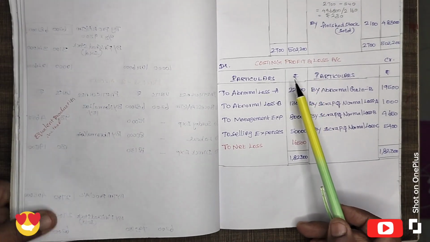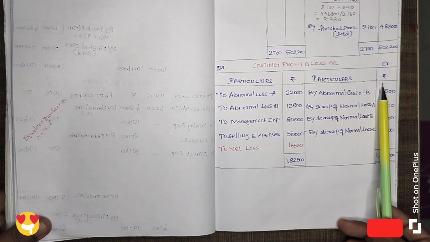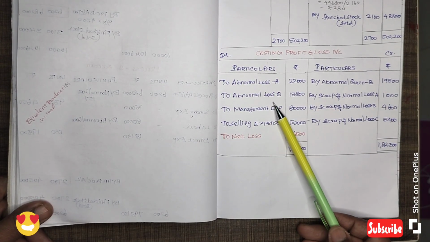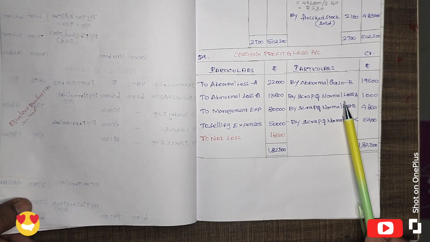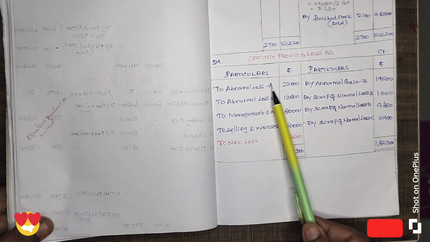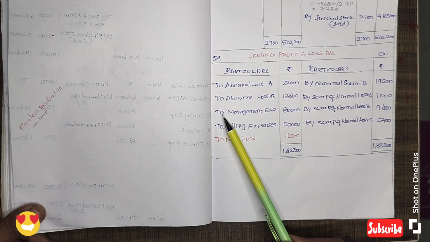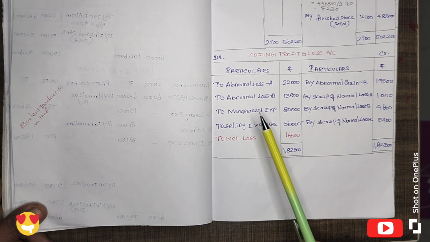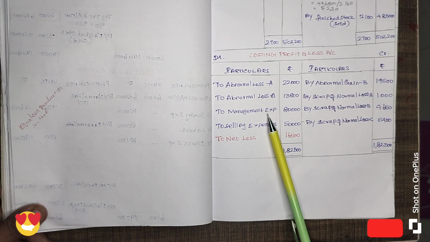Now we are going to prepare the costing profit and loss account. There are two sides, a debtor side and a creditor side. On the debtor side, all the losses and expenses will show. All the gains and income will appear on the creditor side. So all the losses taken from process A, B, C, abnormal loss from A, abnormal loss from B, and the management expenses and selling expenses will appear on the costing profit and loss account on the debtor side, because these are called expenses.